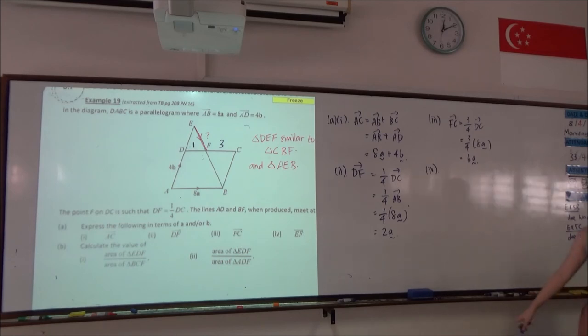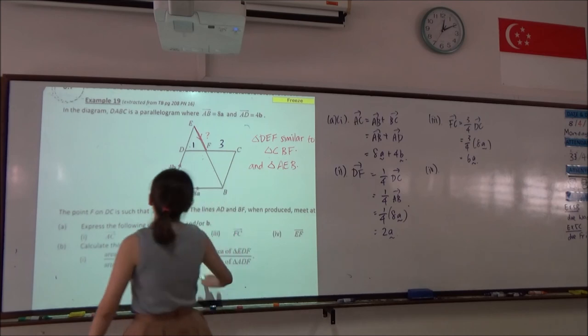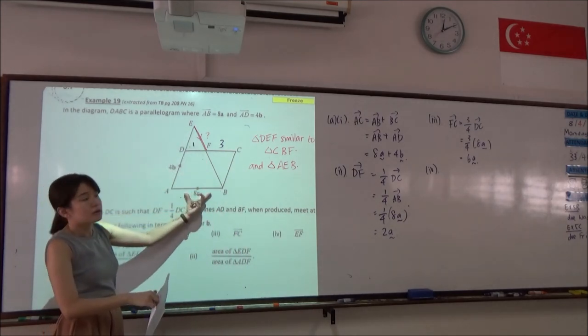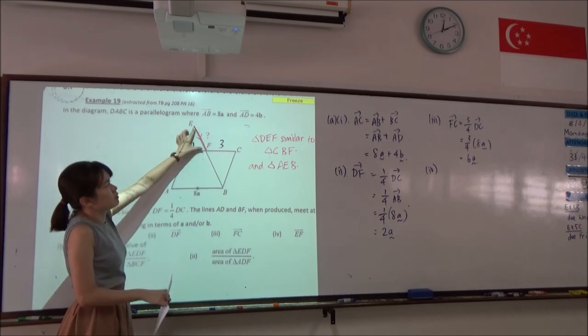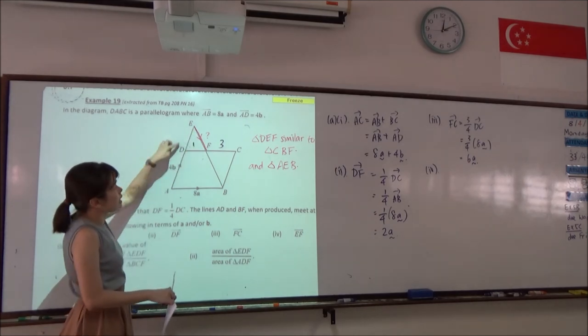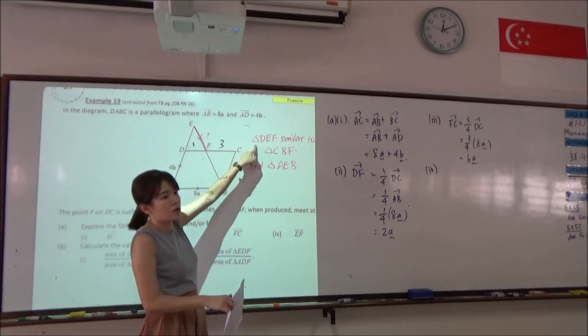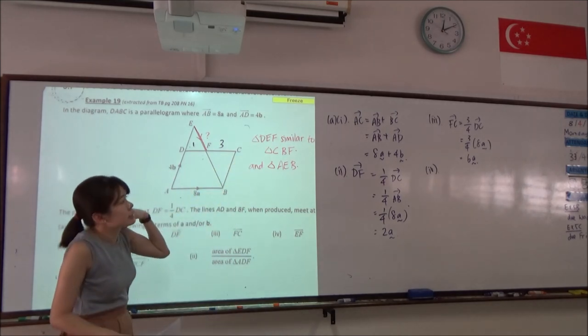Okay, because for AEB we don't have much information. We only know part of it. We don't have this entire length over here. We do not know this part. So that's why the entire triangle doesn't give us much information to allow us to conclude anything out of DEF. Yes, Vernon, you're saying something?